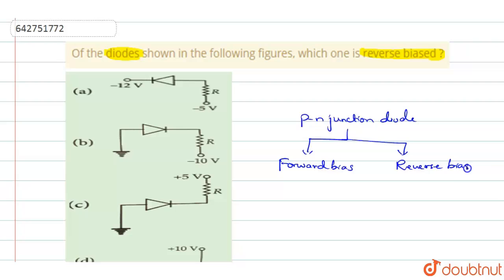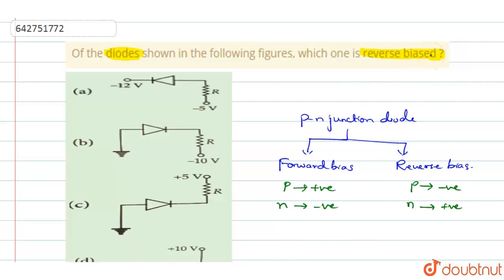When you say it is forward bias, if the positive of the battery is connected to the P terminal of a diode, and the N terminal is connected to the negative of the battery, you call it a forward bias diode. And when the same thing is done in a reverse way, that is, if the P-type semiconductor is connected to the negative terminal of a battery and the N-type is connected to the positive terminal of a battery, you call it a reverse bias. So now they are asking which one is reverse biased.